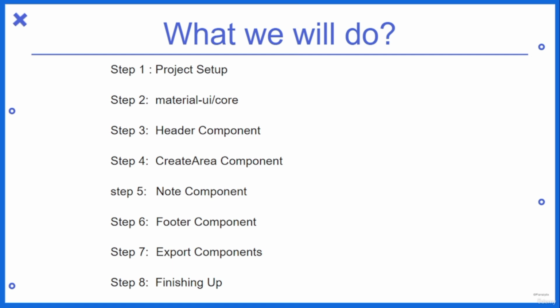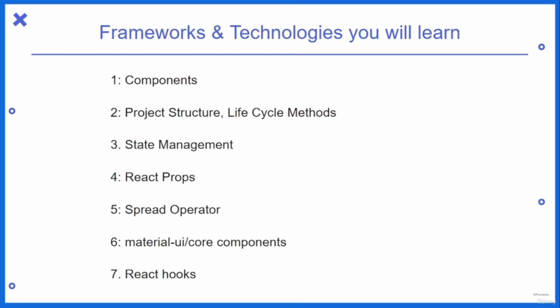And then finally, we'll have a quick overview of all these components, how to export them and everything, and then we will finish up the project. These are the frameworks and technologies that you will learn: components, project structure, lifecycle methods, React hooks and props. The hooks include the useState hook and the useEffect hook, state management, Material UI core components, the spread operator, and arrow functions if necessary. So we learn these frameworks and technologies in this project.